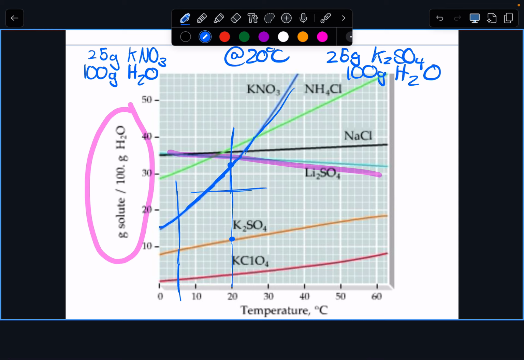Pretending now that we're at 5 degrees Celsius, both of them are saturated. Potassium nitrate can only hold 18 grams at that temperature, so now it's got 7 grams that are no longer dissolved. And potassium sulfate is even less soluble now, holding like 9 grams, so there's even more of it that is a solid. So does this make sense, how the chart works, what it's telling you?